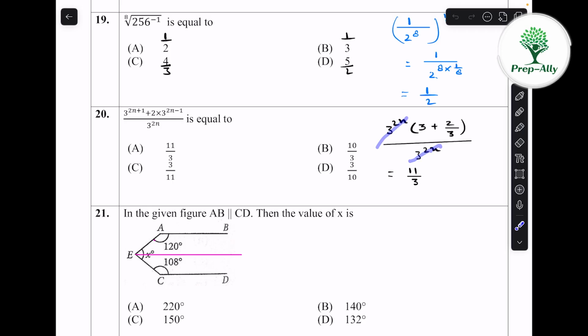So it will become 1, right? So 3 plus 2 upon 3, it is 11 upon 3. So this is the answer.